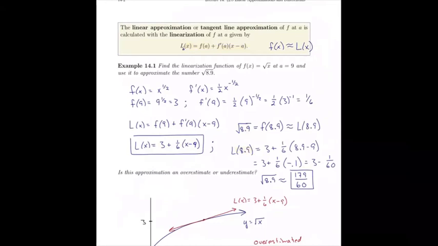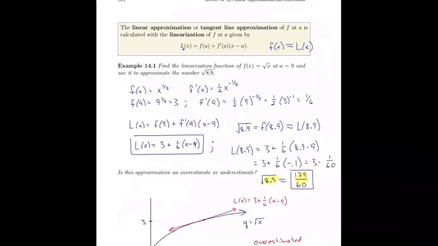And it looks like this: 3 plus, well, 8.9 goes right here. We have 8.9 minus 9, that's going to be negative 0.1. So that's that operation there. And then we've got 1/6 times negative 0.1, and we just have to wrap up the details here, and this comes out to 179 over 60. So it looks like f of 8.9, which is the square root of 8.9, is approximately equal to 179 over 60.